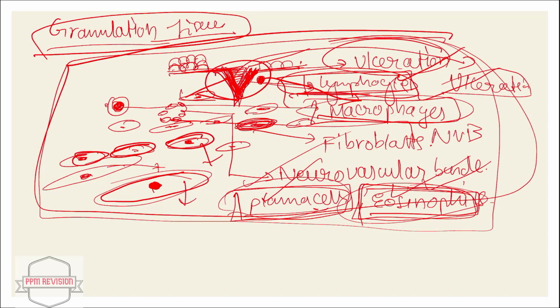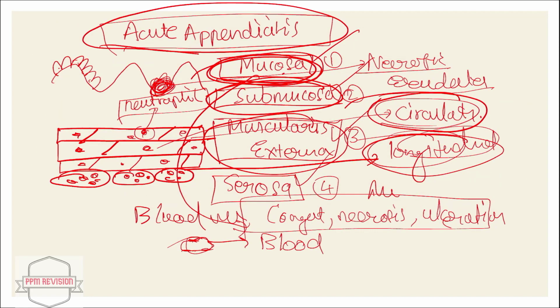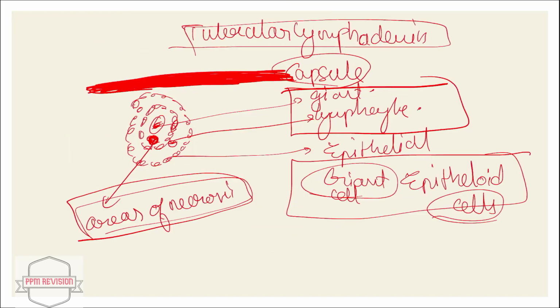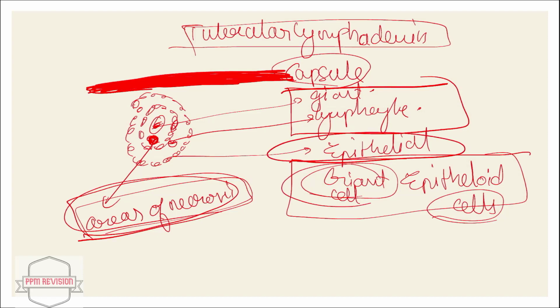Now quickly recapping what we have done in a few seconds. Ulceration tissue, macrophages, lymphocytes, plasma cells, eosinophils, and fibrovascular stalk as well as neurovascular bundle. Now looking at acute appendicitis: mucosa, submucosa, muscularis externa, serosa, and the muscularis externa is circular and longitudinal. There can also be congested blood vessels. And then tubercular lymphadenitis: there is presence of the capsule, and there's an area of necrosis, and there is presence of epithelioid cells as well as the giant cells. This is important. Presence of the giant cells is very important.